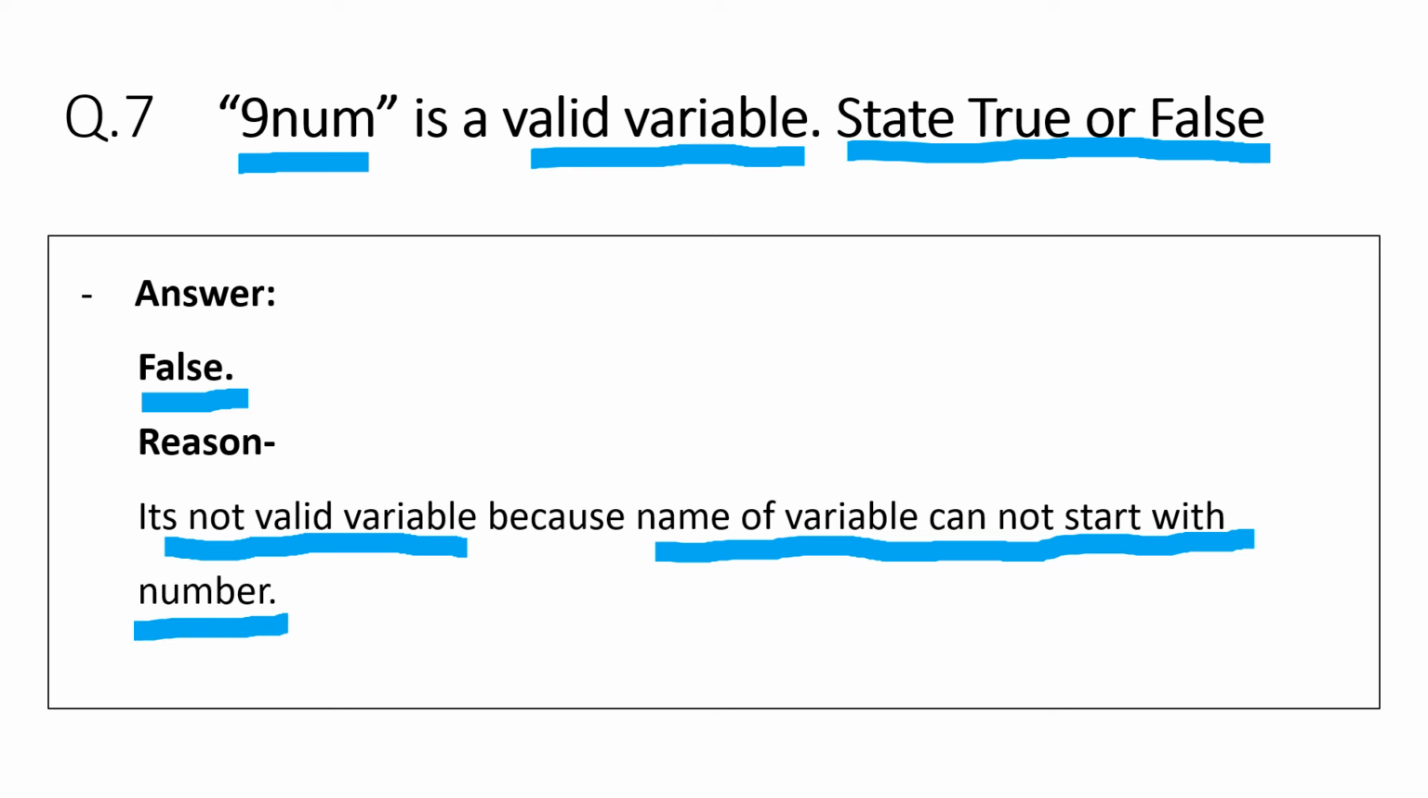So we have already seen the rules which are used to define the names of variables, and in that, one of the rules was that the name of the variable cannot start with a number. So here we have 9num which starts with the number 9, and therefore we can say that it's not a valid variable, and therefore the answer of this question is false.